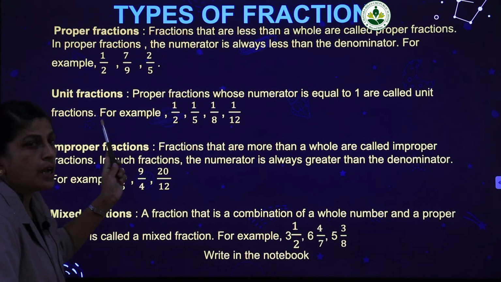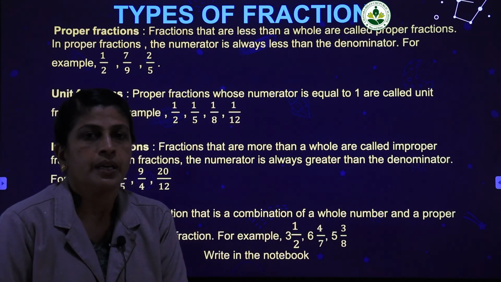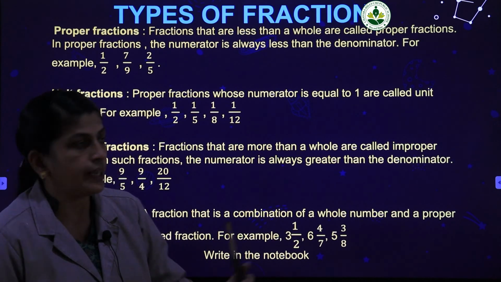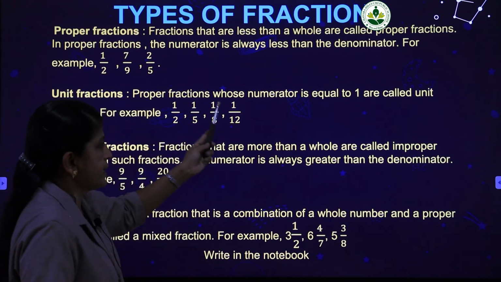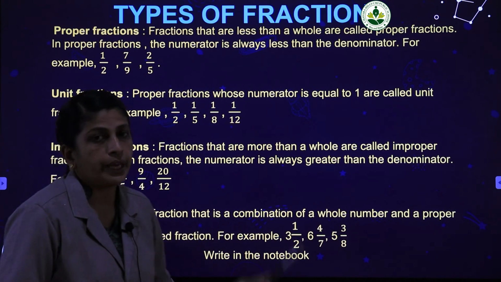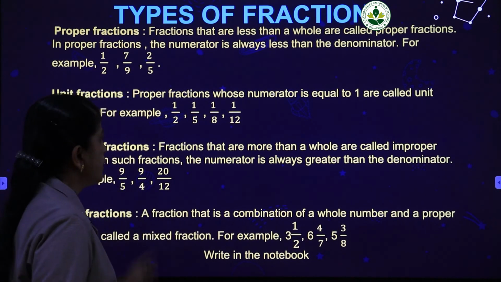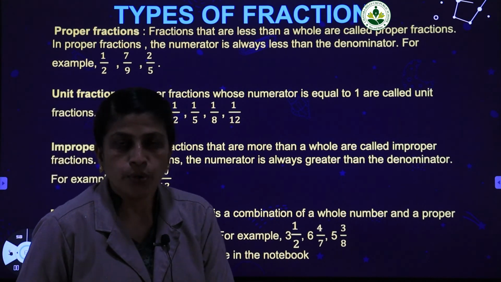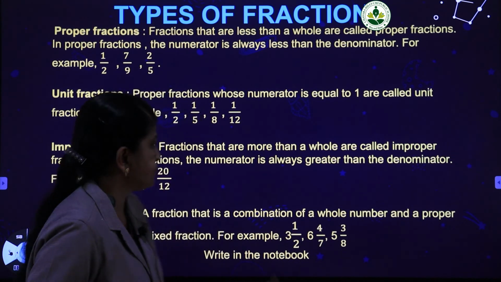A unit fraction should be a proper fraction. That means the numerator should be less than the denominator, and the condition is that the numerator is always 1. Proper fractions whose numerator is equal to 1 are called unit fractions. Therefore, in unit fractions, the numerator is always 1. The fractions with the numerator 1 are called unit fractions.